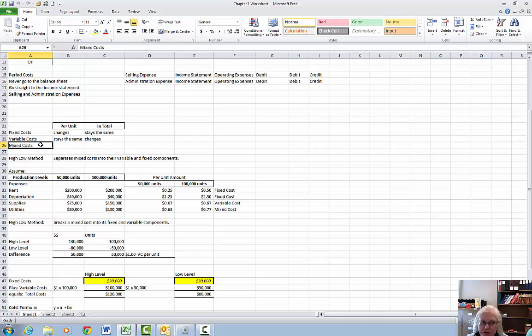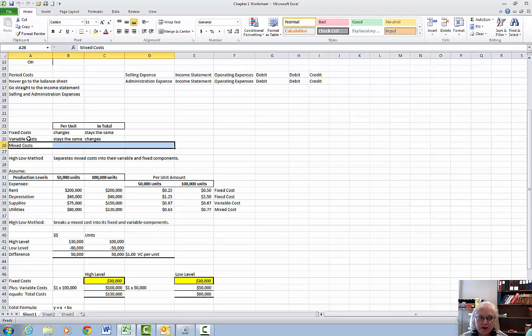And then there's another type of cost called a mixed cost, which is usually the sum of a fixed cost and a variable cost component, so that the total cost changes in total based on how many units, and the per unit changes based on how many units for the fixed cost component. So it doesn't behave exactly like a fixed or exactly like a variable.